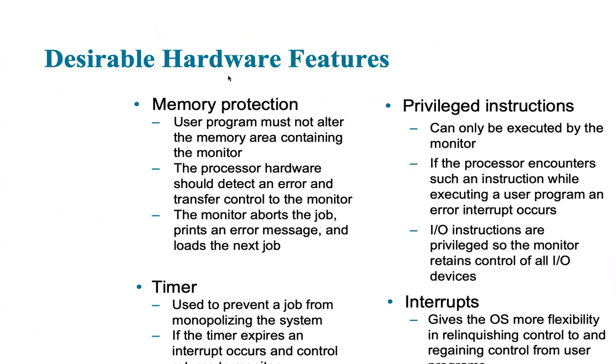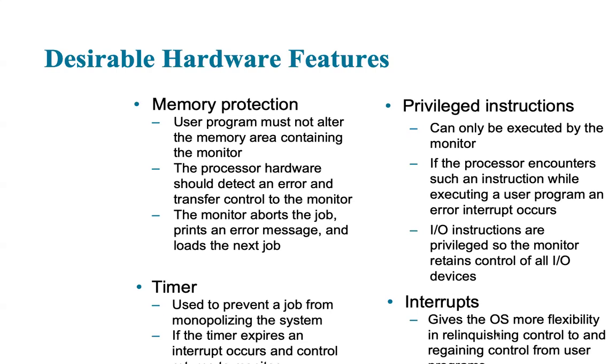Here are some desirable hardware features. You have memory protection: the user program must not alter the memory area containing the monitor. So you have a protected status for your operating system, which is the only one that can deal with that area. You have a timer, used to prevent a job from monopolizing the system. If you have an infinite loop, you want to cut it off so you can get back to giving a share to everybody. There are privileged instructions that can only be executed by the monitor, so an overall monitoring of everything. And then you have interrupts.